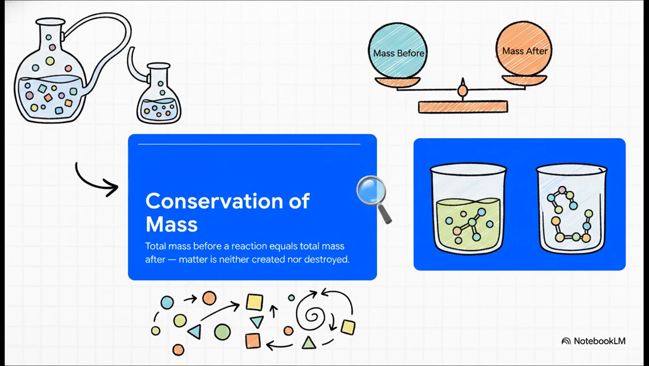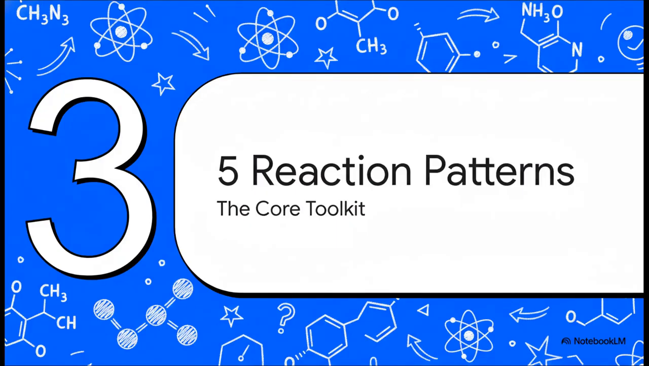Lavoisier's crowning achievement was proving the ultimate, unbreakable rule of chemistry, the law of conservation of mass. Through meticulously sealed glass containers, he proved beyond a doubt that the total mass before a reaction exactly equals the total mass after. Matter is neither created nor destroyed, it simply rearranges itself. And the rules for how it rearranges? Well, those are the patterns we're about to explore right now. Section 3. 5 basic reaction patterns. And this brilliantly illustrates exactly how those atomic rearrangements actually happen.